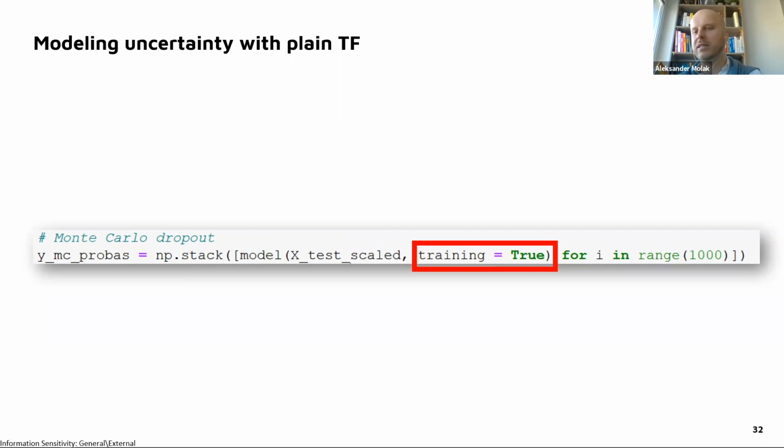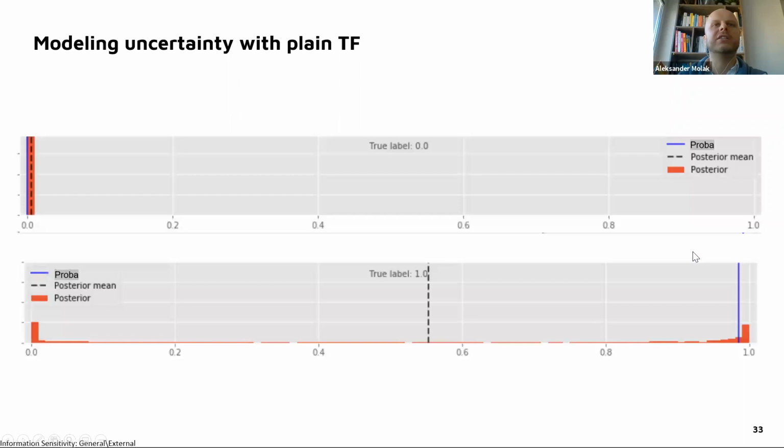Q&A session. Great. So we are just setting training to true, which leaves dropout layers active, and we can make 1,000 predictions maybe and get a distribution now. So as you can see, in this case, the model predicted correctly the true label, which was zero. Here is the probability predicted by a regular model. This red rectangle is a posterior distribution, and the black line is the mean of the posterior.